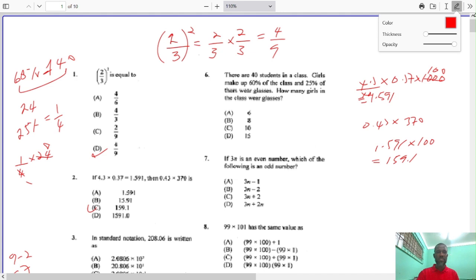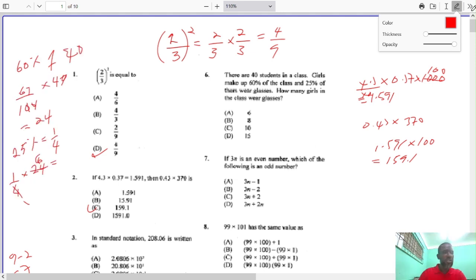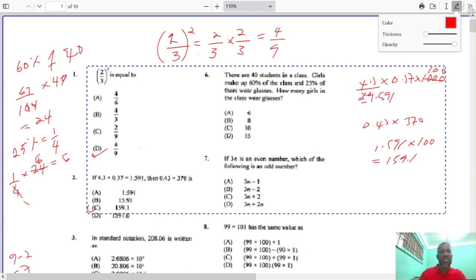Now 25% represents a quarter. So a quarter times 24 is going to be 4 into 4 is 1, and 4 into 24 goes 6 times. 4 into 24 goes 6. So our answer here is 6, which is A. All right.